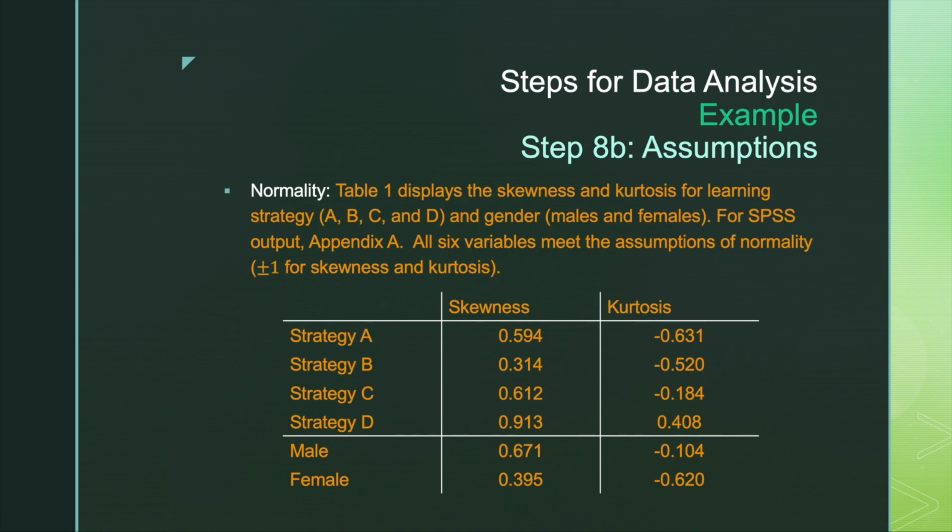And as we can see, all of them are within plus or minus 1, which means that we have met the assumption of normality.